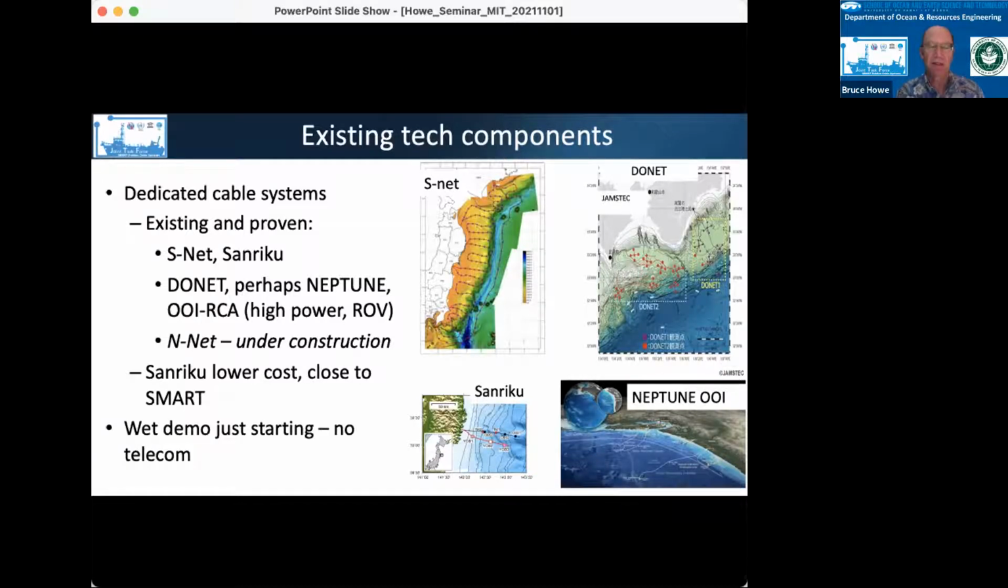So that system is supposed to be a kind of hybrid, both having inline sensors in the units along the cable, and then also having these nodes where ROVs can attach more specialized instrumentation. I mentioned in the lower left figure the Sanriku system, and I'll show a picture later from that, but it's basically something quite close to the SMART concept, with a low cost couple of sensors in a repeater housing. And this particular system's a University of Tokyo research project.